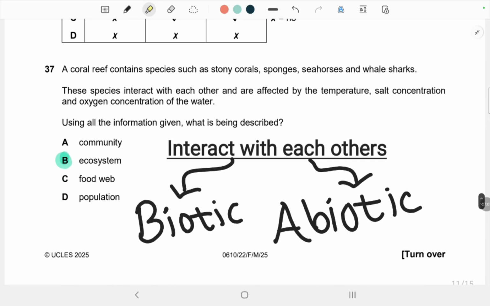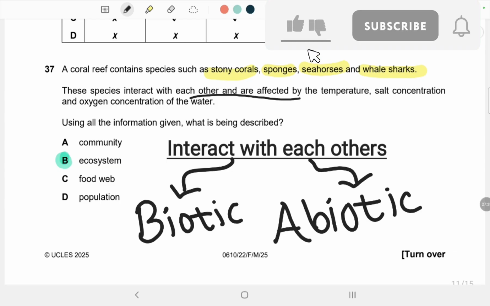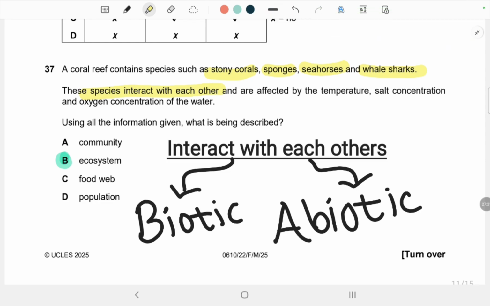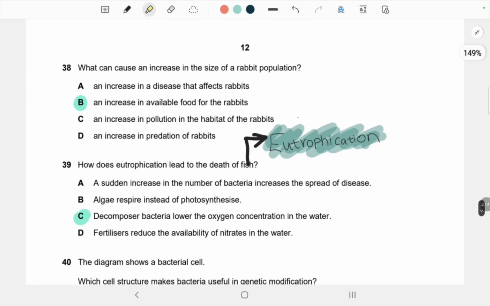Now, it's telling you here, a coral reef contains species such as stony corals, sponges, seahorses, and whale sharks. These species interact with each other and are affected by the temperature, salt concentration, and oxygen concentration. So what I have drawn here for you: interacting with each other, which are the biotic factors, which are living, and abiotic factors, which are non-living. So the answer will be B.